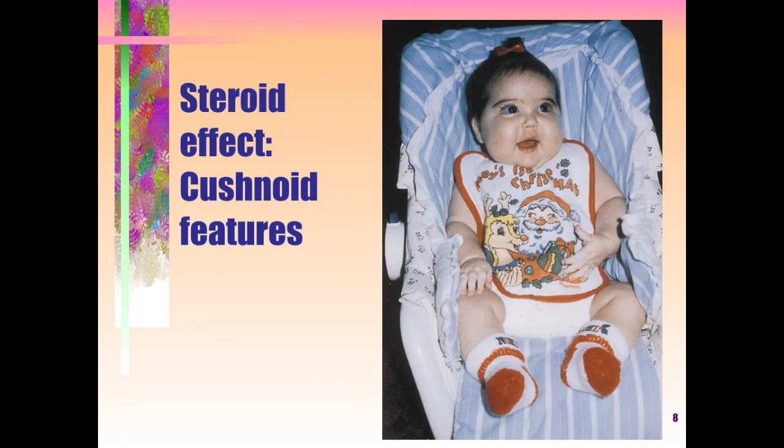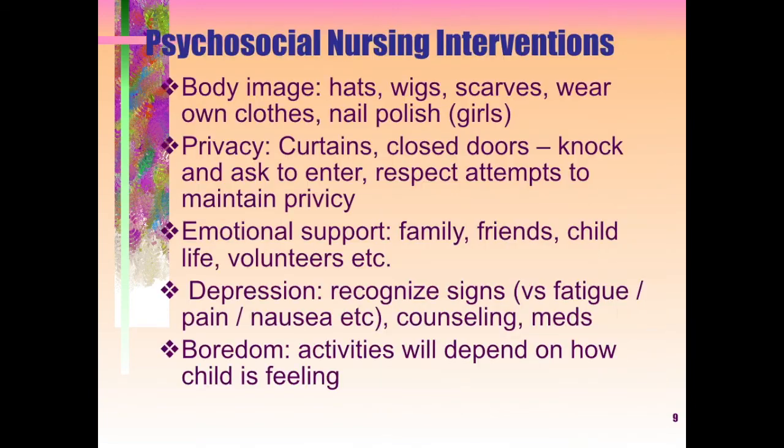Here's what a little child looks like who's been getting steroids. You see how chubby? That's all from the steroid. So once again, the nursing interventions, body image, hats, wigs, and scarves. Let them wear their own clothes. Paint their nails. You know, the girls love to do that. Provide privacy and respect the attempts for them to maintain their privacy as much as possible, and privacy is spelled wrong here. Provide the emotional support to everybody.